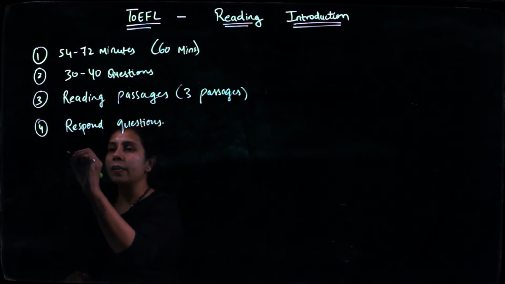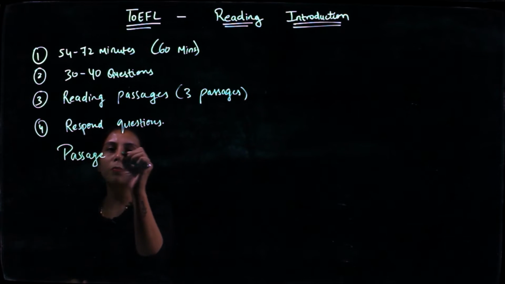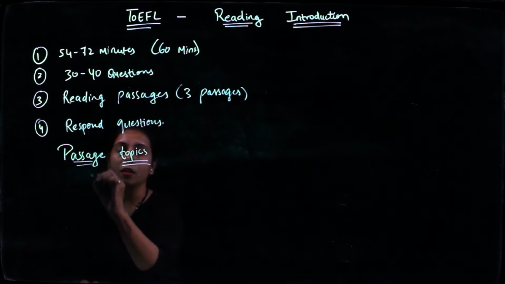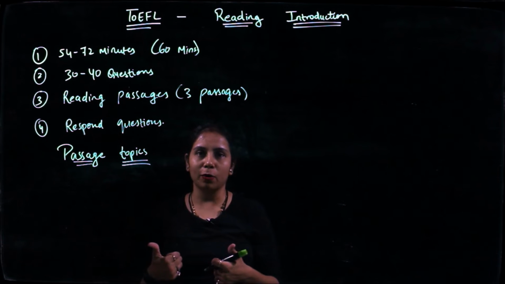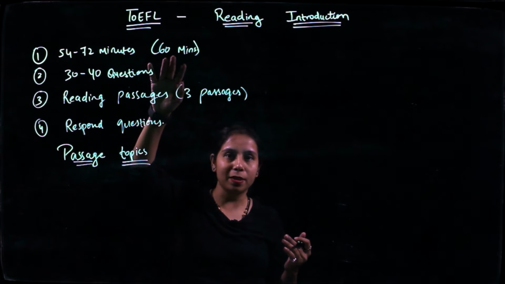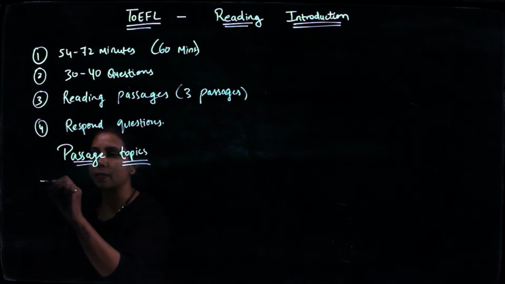All right. Now let me tell you what kind of passage topics are going to be there. Now you may think, okay, reading is going to be there, I am good at reading. But what topics? If the topic is of my interest, I'm good at it. If it is not, then you may lapse the time. So don't lapse the time. That's why you need to understand what kind of topics are there.